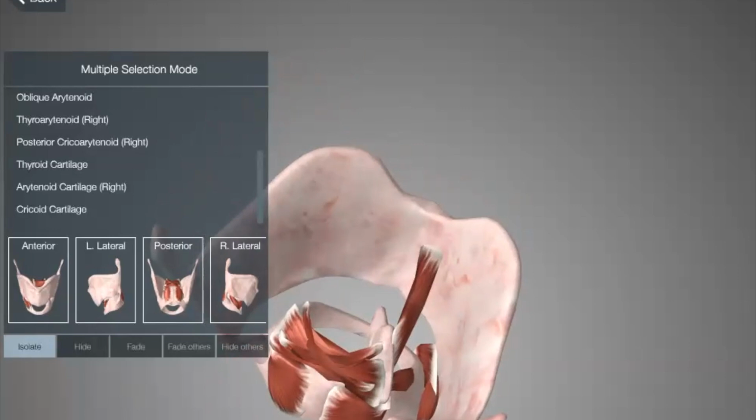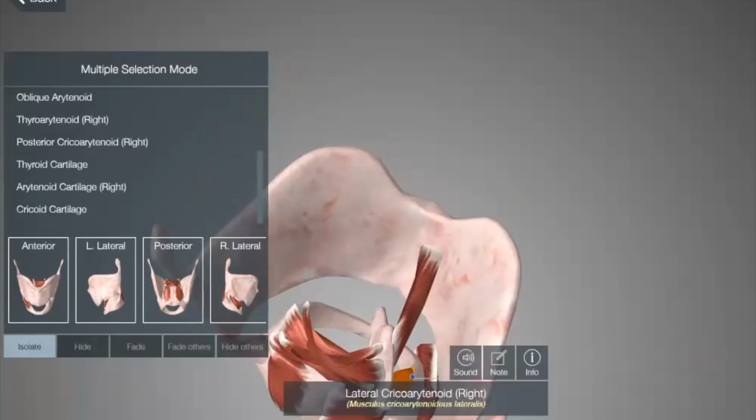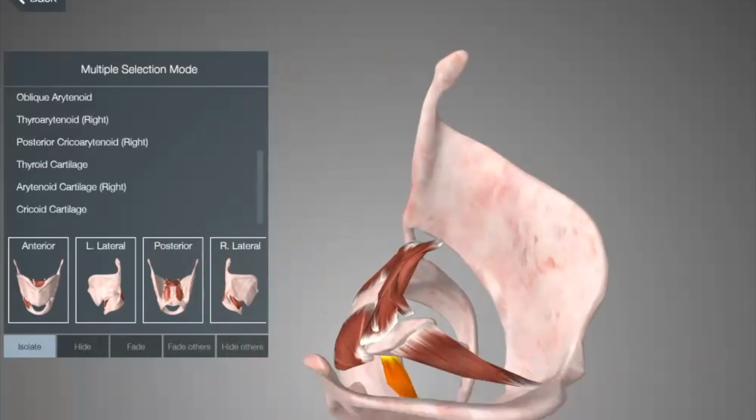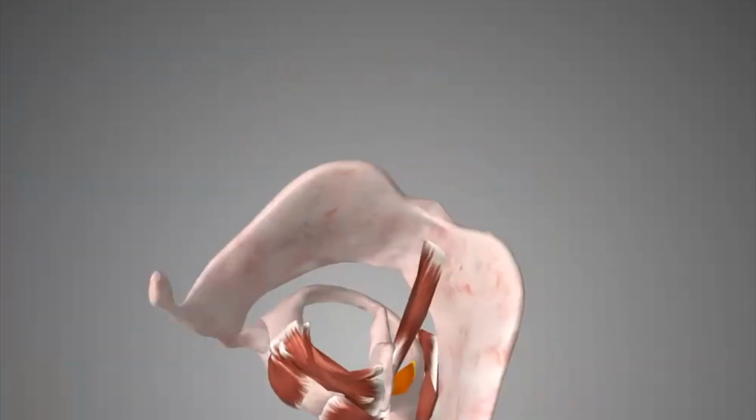The lateral cricoarytenoid, which is this. The lateral cricoarytenoid is the major adductor of the vocal cords. They narrow the rima glottidis. Adductor means supposed to get them closer to each other, even closer. Okay?